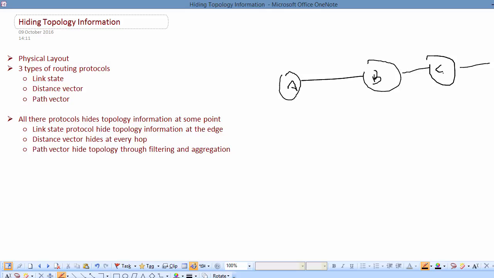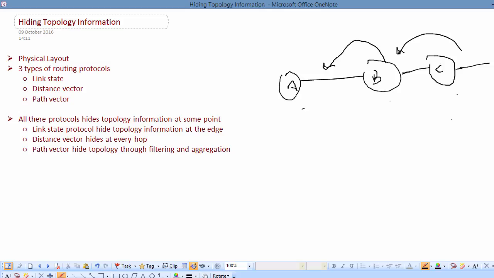If you run a link state protocol on this, C will share its connected link information to B, and B will further share its connected links and what C has advertised to A, so that each and every node will have full visibility of the topology. After that, they run an algorithm to calculate the best path. So your topology information in link state is completely visible to each and every node. You're not hiding the topology information in a link state protocol.